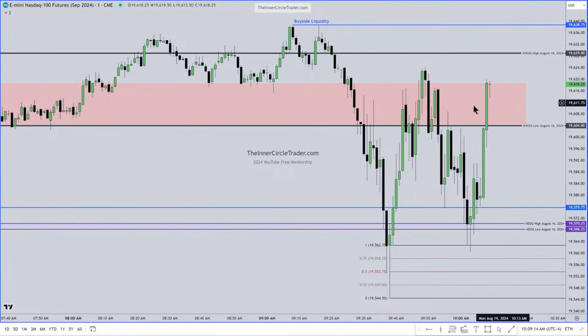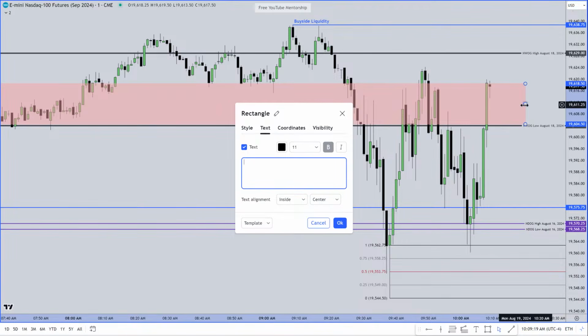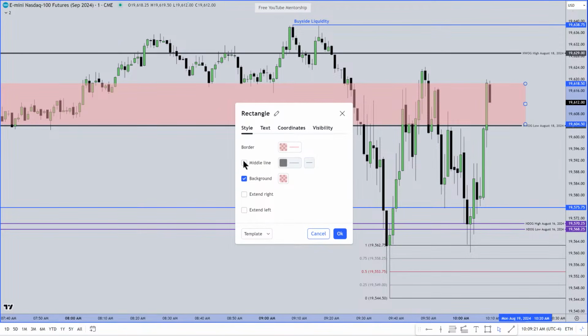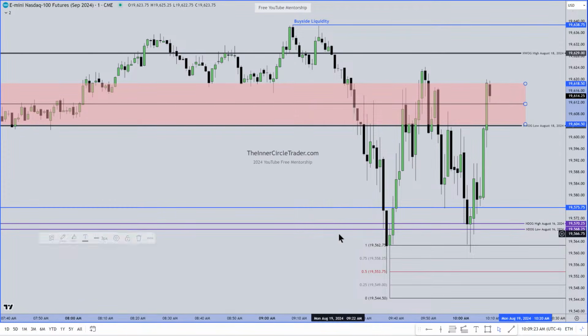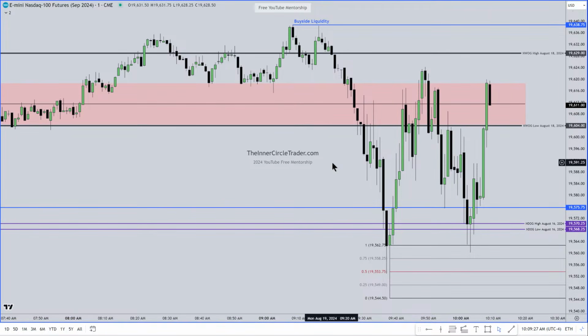So now we don't want to see the midpoint of that. So let's highlight that. We don't want to see that breached, because we've been here multiple times now. No close below. It can touch it. It's better if we don't go down and touch it at all. And okay, we touch it now.